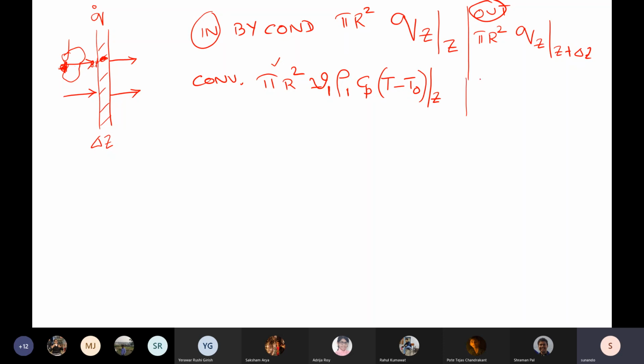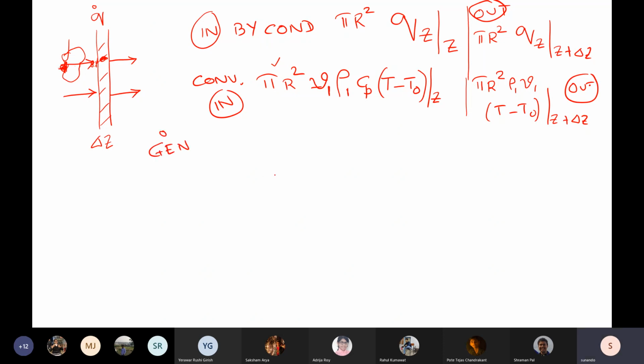And the one which is going, any question? Okay. If there are any questions, just stop me and ask me. So the one that goes out would simply be rho1 v1 Cp (T minus T naught), except this is evaluated at Z plus delta Z. So this is in and this is out. These are the in and out terms by convection and conduction. And there would be rate produced, or rather the generation rate.